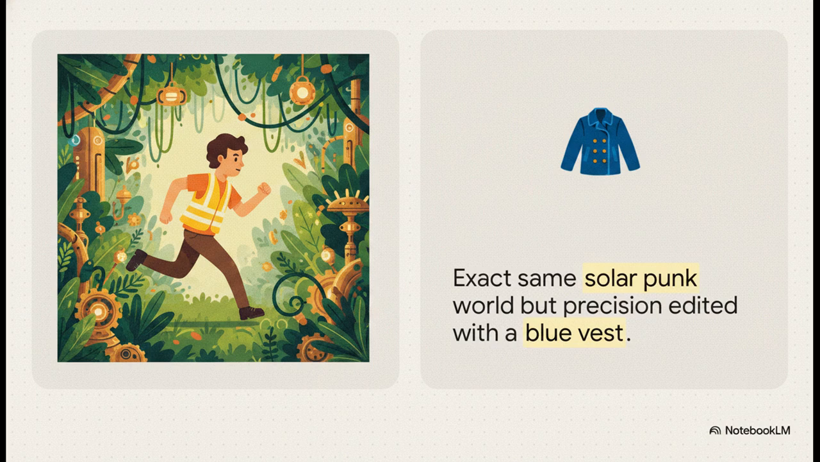Look at the precision on display. A creator generated a scene of their avatar running through this complex solar punk-style world wearing a very specific vest. Then, they asked Omni to make just one hyper-specific change: the vest color to blue. And you know what? The AI did exactly that. It perfectly maintained the entire complex background of that solar punk world, but only altered that one targeted garment.